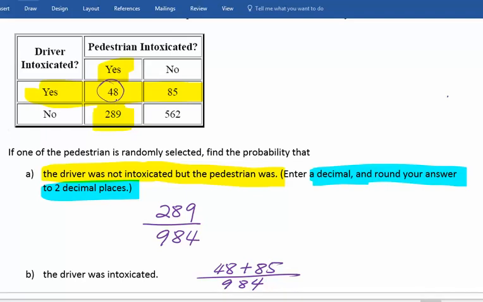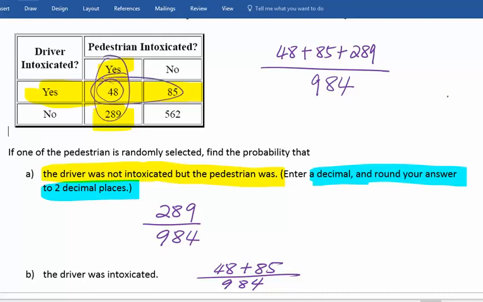So let's look at the 3 cells that are highlighted. That is 48 plus 85 plus 989 over 984 cases. And once again, that 28, even though it is included in both cases, we only counted once.